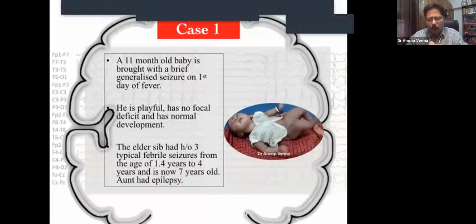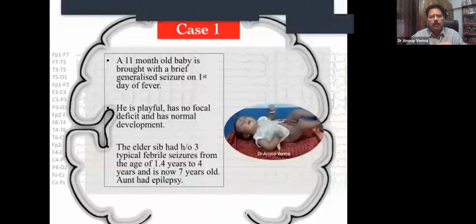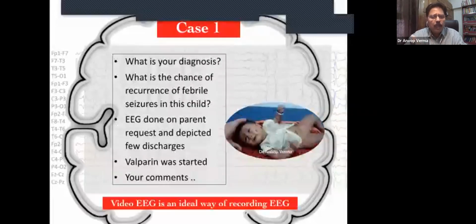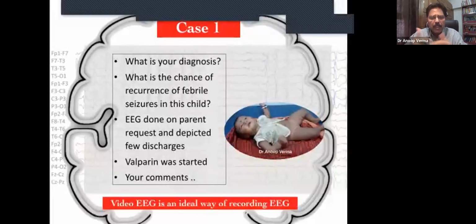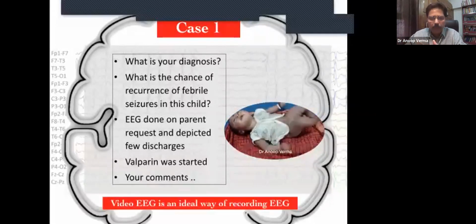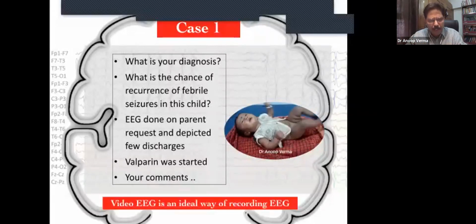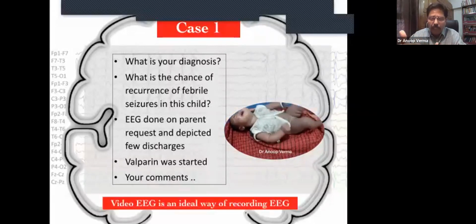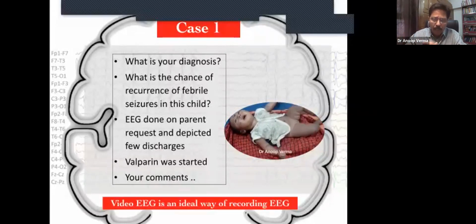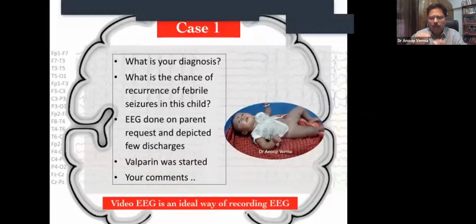His aunt also had epilepsy, and here is the patient in front of you. So what is your diagnosis? What is the chance of recurrence of febrile seizure in this patient? Somehow an EEG was done at the parent's request, and it depicted a few discharges as well. The patient was thought to be having some epileptic event, and valproate was started.